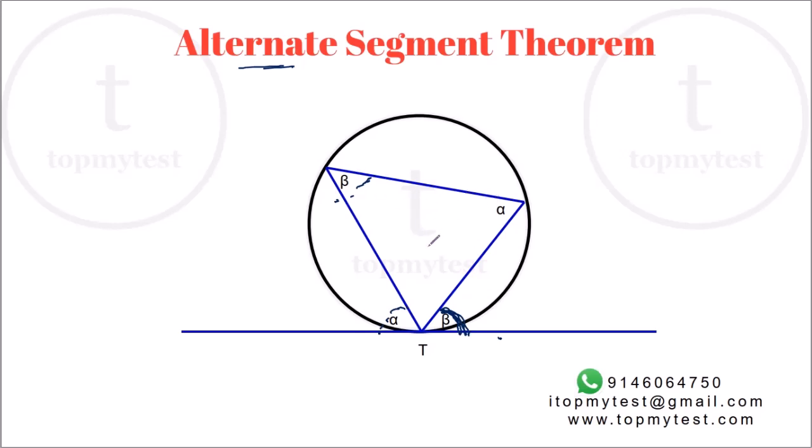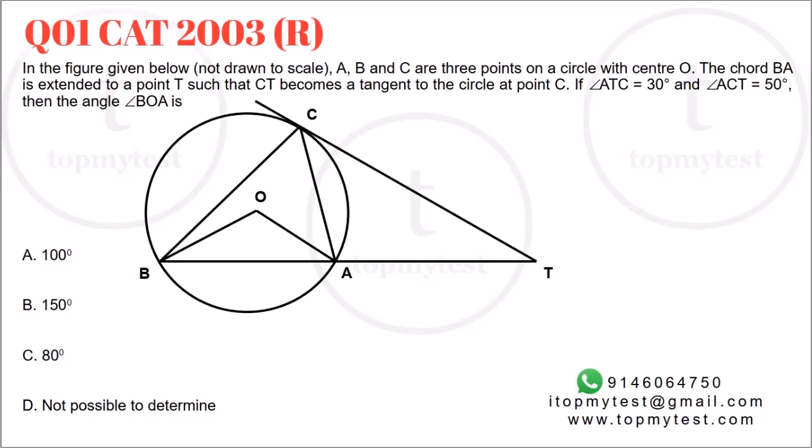All right, so let's use these and solve a few questions from the past CAT, XAT and IFT papers. First question is from CAT 2003, the repeat paper. It says in the figure given below, not drawn to scale, A, B, C are 3 points on a circle with center O. The chord BA is extended to a point T such that CT becomes a tangent to the circle at C. So this is the tangent.